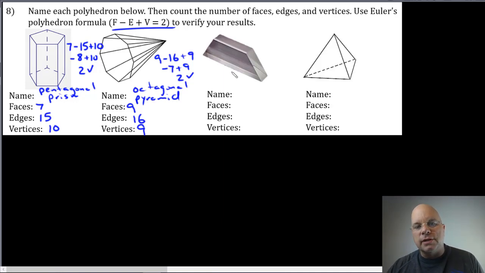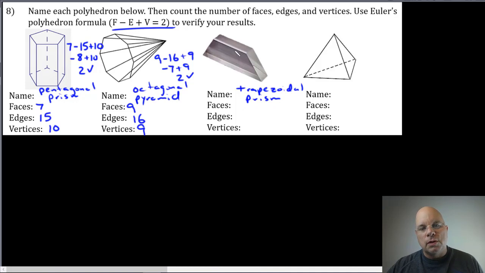This one's a bit tricky. We have parallel rectangular faces here, but they're not congruent. They're not parallel and congruent. Doesn't look like a pyramid. If you look at this face, this trapezoid, there is a parallel congruent trapezoid on the back. So if you look at the front and the back as the bases, you'll see that this is a trapezoidal prism.